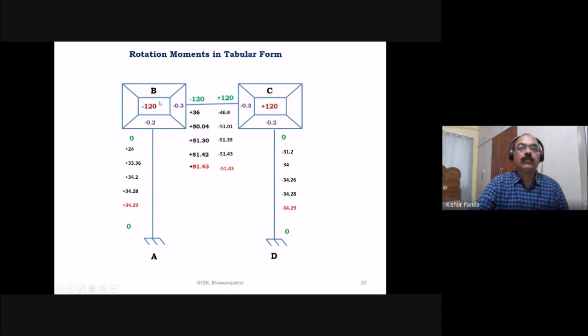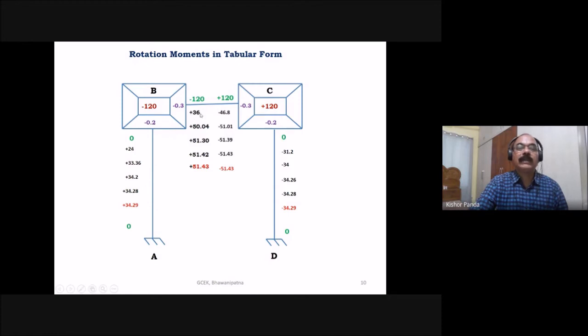When you are taking joint B, what is the formula? You have to find M dash BA and M dash BC. You have to find the near end rotation moments, M dash BA and M dash BC. These two you have to find.